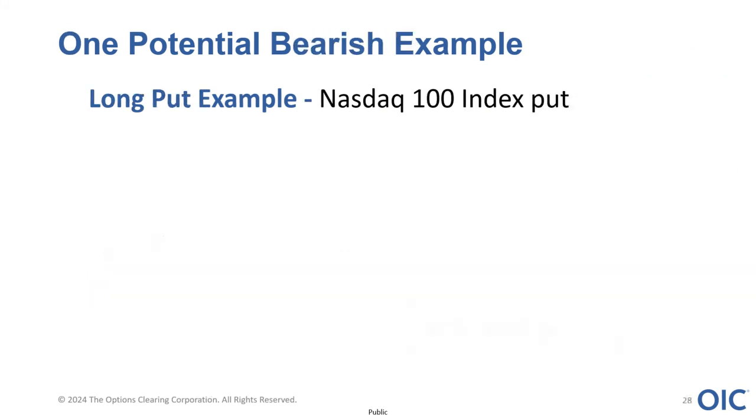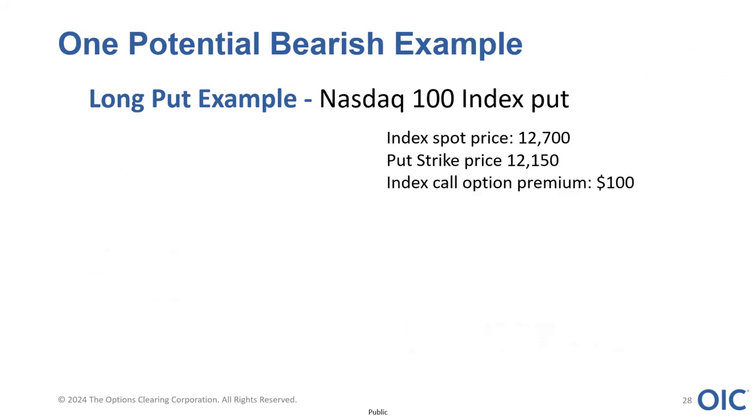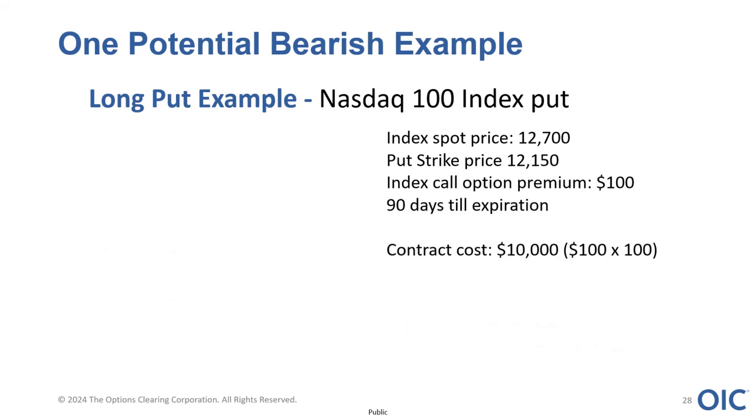Let's look at one other example. This is going to be a bearish example. Again, the NASDAQ 100, we're going to put it at the same price, 12.7. But in this case, it's the put strike, the 12,150 puts. The index option premium is going to be $100, and you've got 90 days to expiration. Again, the contract costs 10 grand because it's a $100 price tag times its multiplier of 100.